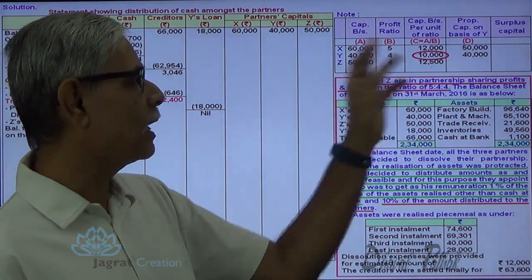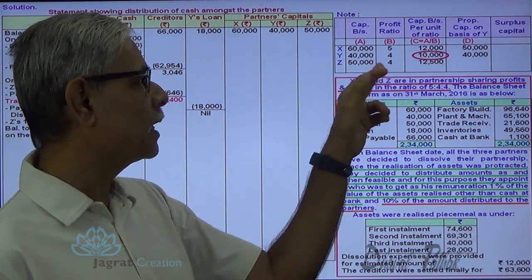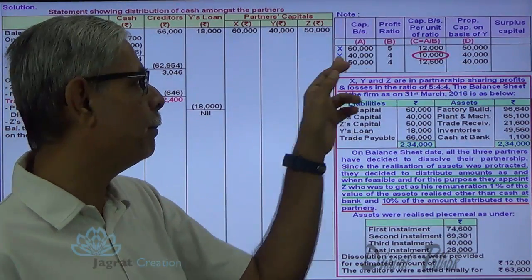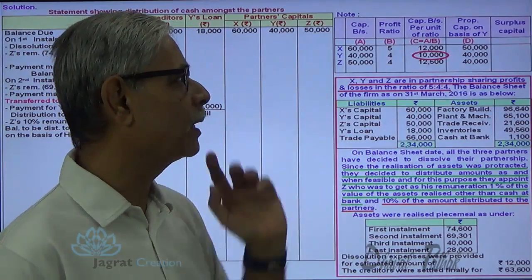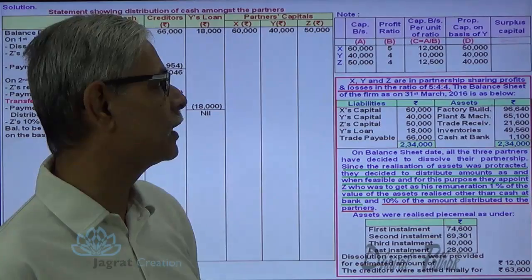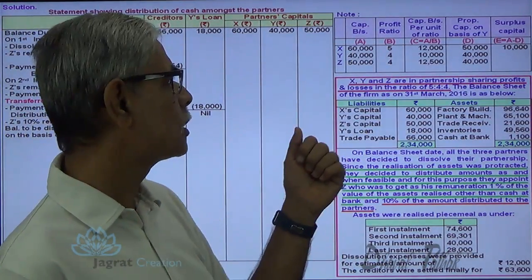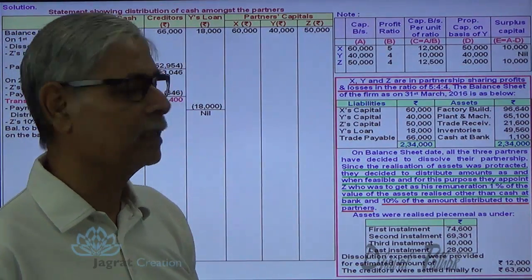For Y it is 40,000. It is already in ratio. And here 10,000 into 4, 40,000 is the capital required to be maintained by Z, which is in proportion to Y. So this is the capital required. So how much is the surplus capital? 60,000 minus 50,000. So surplus capital of X is 10,000. Surplus capital of Y is nil. And surplus capital of Z is also 10,000.